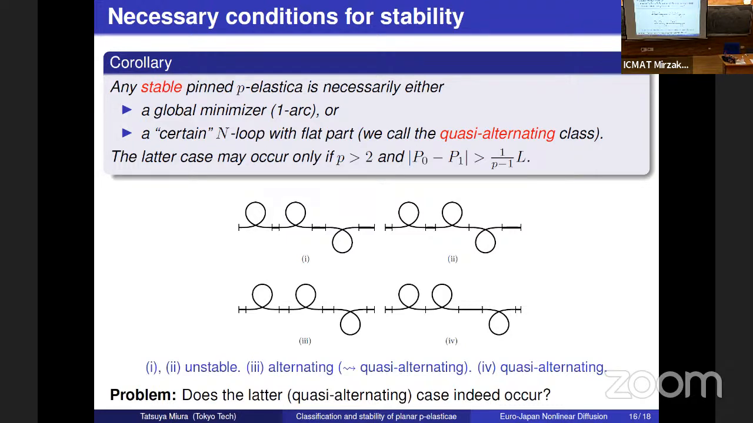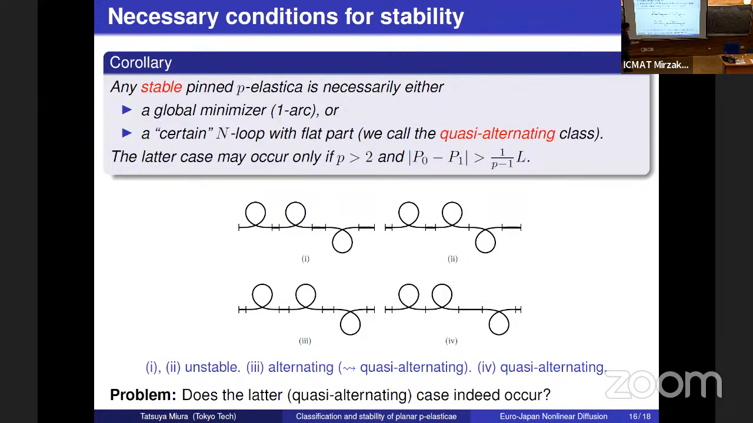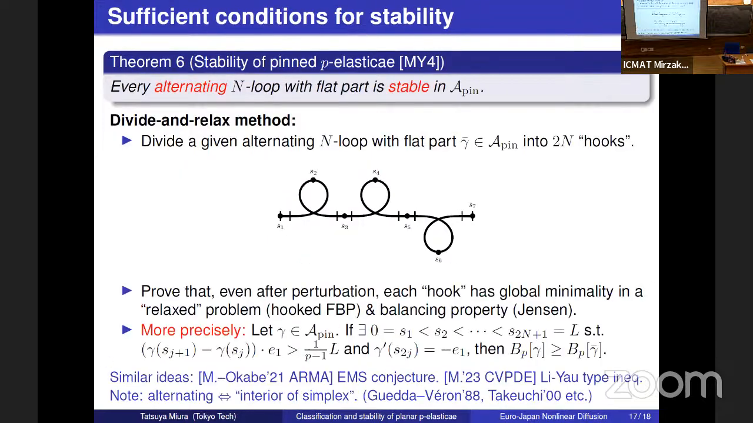And actually, it was quite open whether there exists a new local minimizer in this program, but recently we have found that in the third case, we always have stability. Okay, this is the last result. In our newest paper, we have shown that every alternating n-loop flat path is stable in AP. Here alternating means that it has segment, loop, and segment, loop alternately.